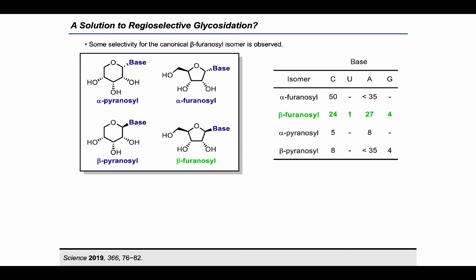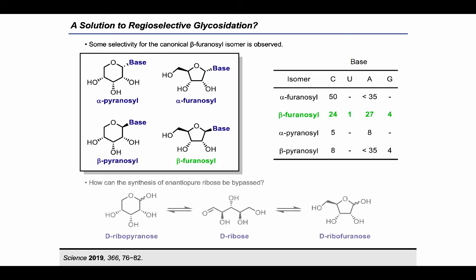However, the alpha furanosyl isomer is formed in appreciable quantities, and there is still the problem of where this D-ribose actually comes from. The synthesis of D-ribose and the selective reactivity of its furanose form seems like a very difficult problem, and at this point it's instructive to return to our retrosynthesis of RNA to consider whether we might be able to do something different that could bypass ribose altogether.